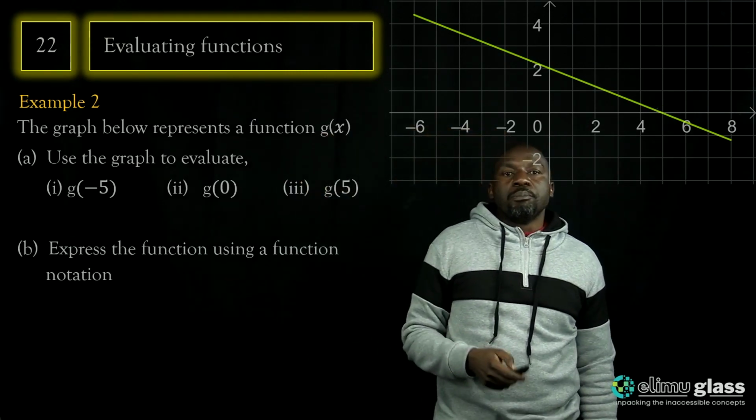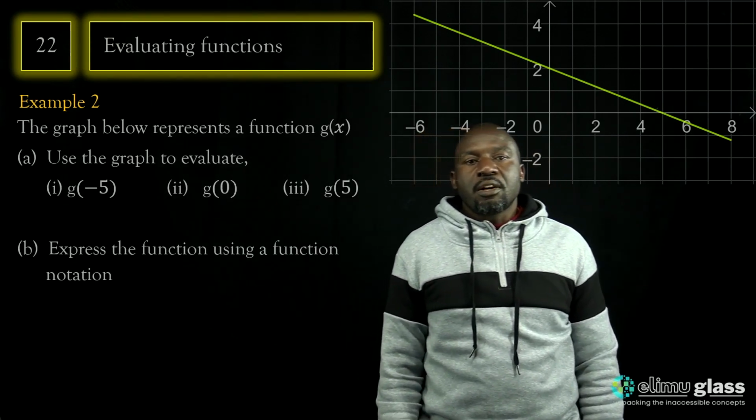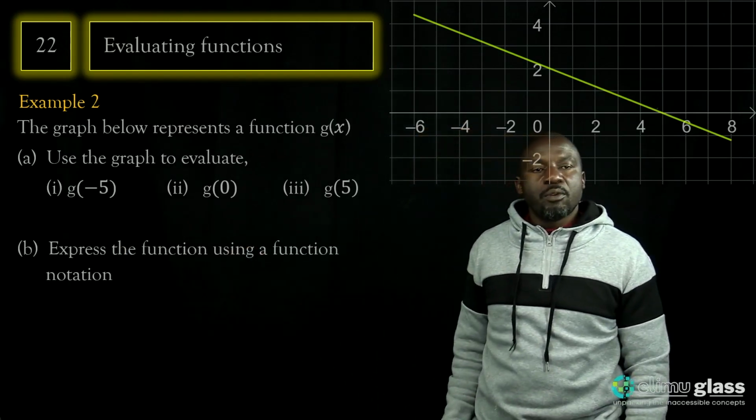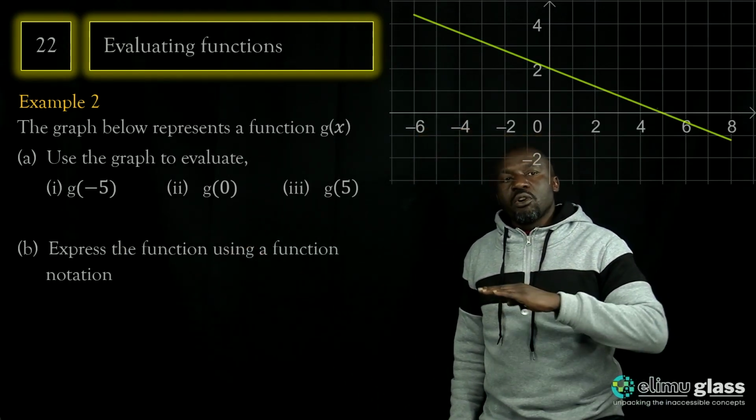All right, so the graph below represents a function g of x. Use the graph to evaluate g of -5. So to evaluate g of -5, remember, it's a function. We go to the x-axis.